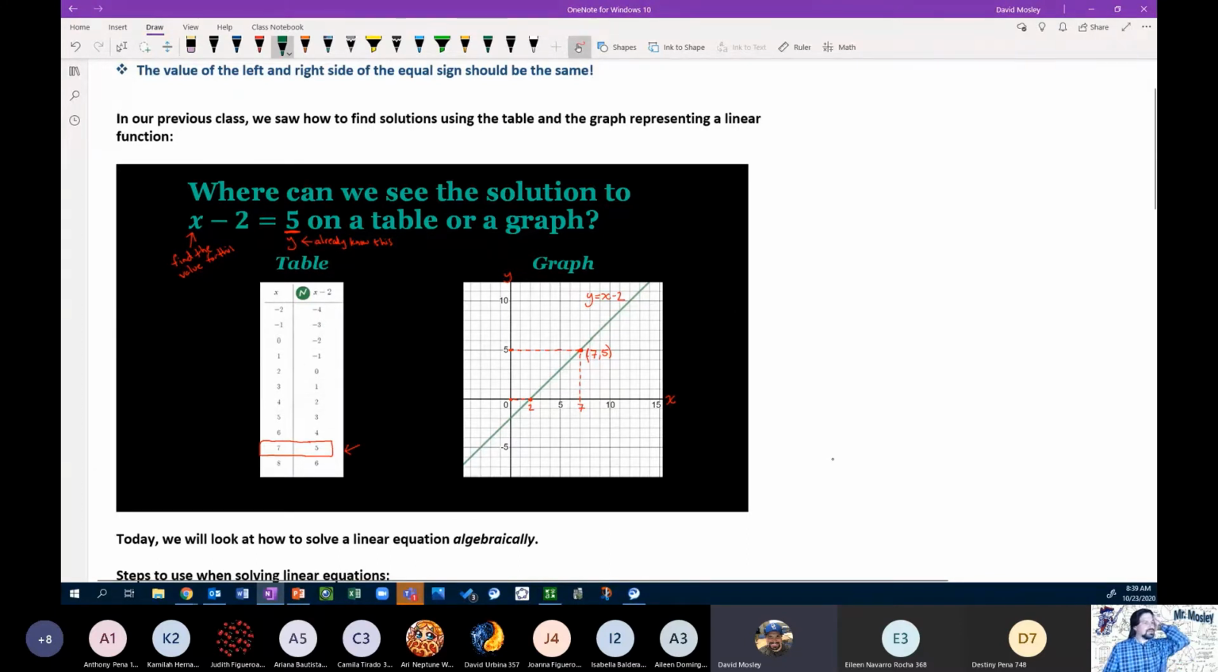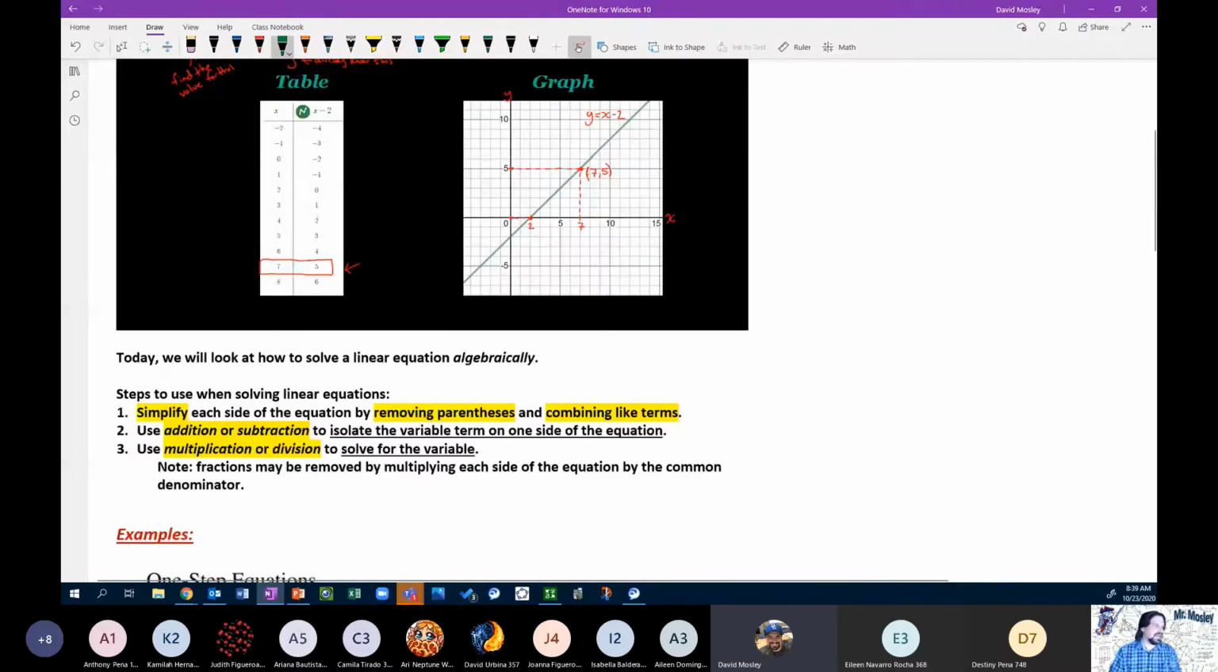All right, so as we said, today we're going to look at how to solve a linear equation algebraically. Algebraically just means with math, using algebra. We have some basic steps to use when solving linear equations. This gives us a kind of a roadmap on how to do these things.